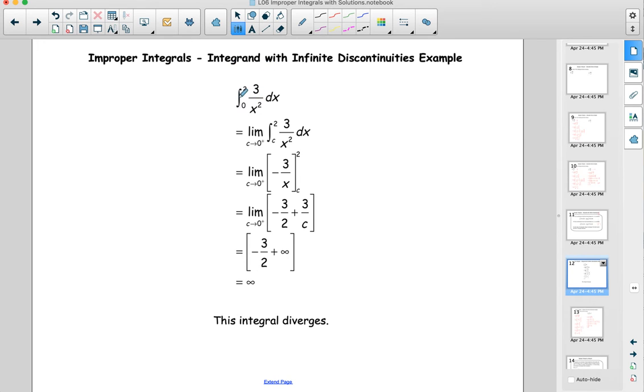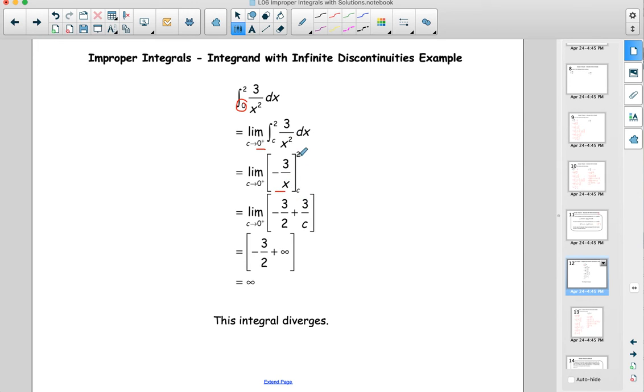We're going to look at the integral from 0 to 2 of 3 over x squared. Now, the vertical asymptote is occurring right here. We would be dividing by 0 if we let x be 0. We don't want to cross the vertical asymptote, so we're going to be approaching 0 positively. So the limit as C goes to 0 positively. We're going to integrate from C to 2 now. The antiderivative of 3 over x squared is negative 3 over x.